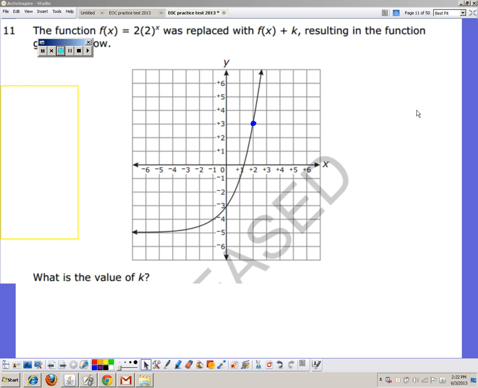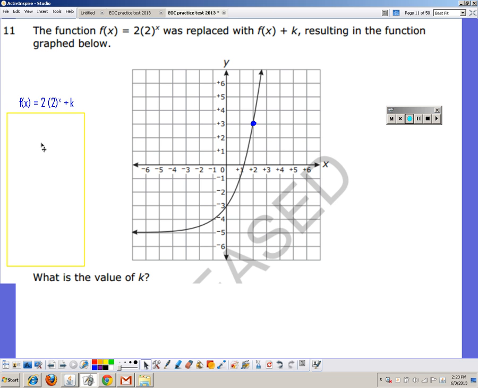In this problem, we have a function 2 times 2 to the x power, and we're going to replace it with f of x plus k. Well, they told us f of x was 2 times 2 to the x power here. So whenever we see f of x, we're going to replace it with this expression. So we got 2 times 2 to the x power plus k.